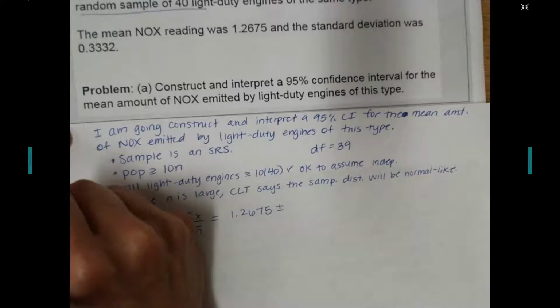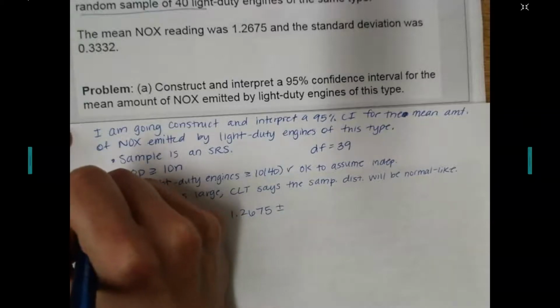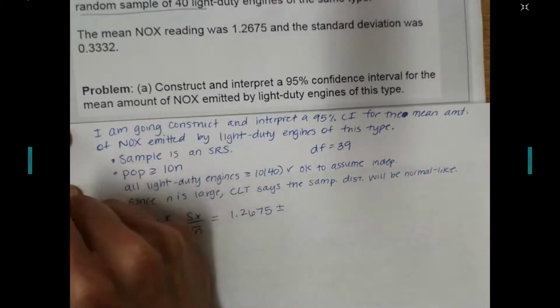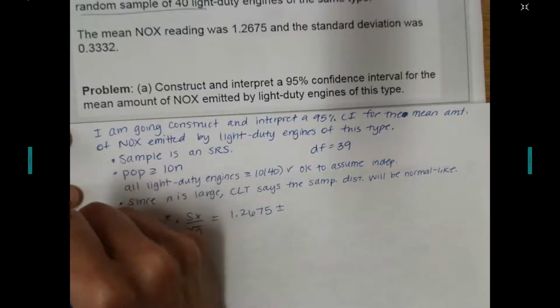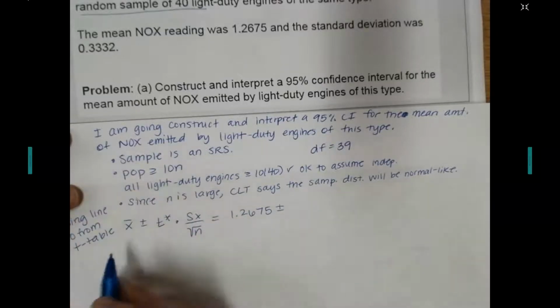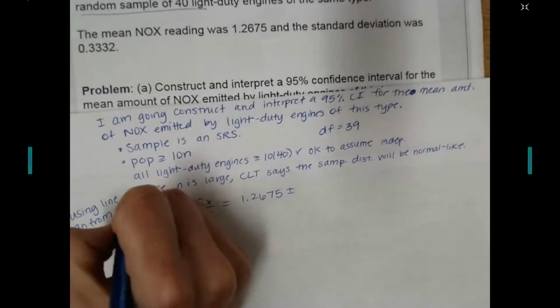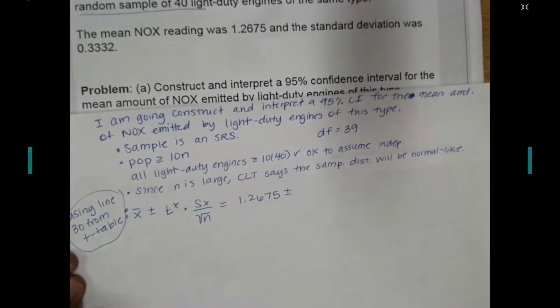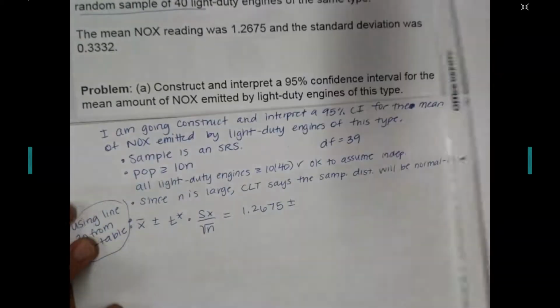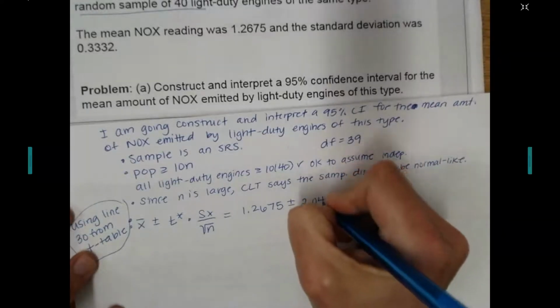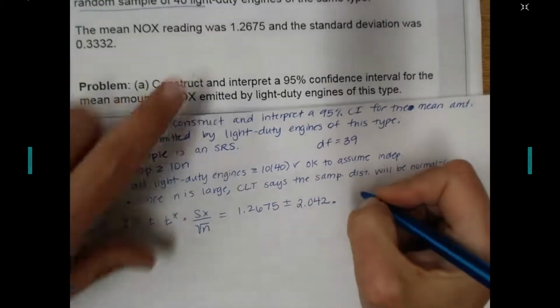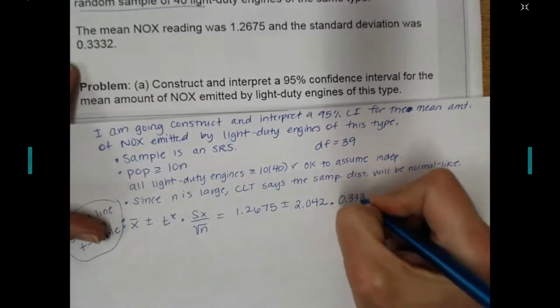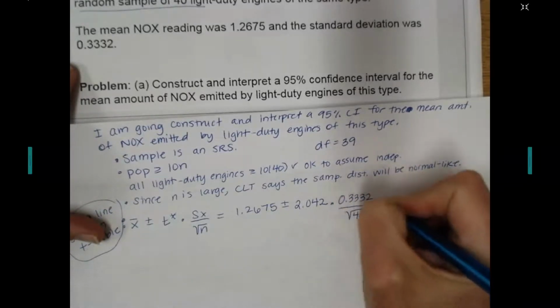So I'm stating on here, I'm using line 30 from the t table. I am telling them, hey, in order to do this next calculation, I am using line 30 from the t table. So for a 95% confidence interval, I'm going to line up 30 and 95% and find 2.042, times the standard deviation 0.3332, over the square root of the sample size 40.